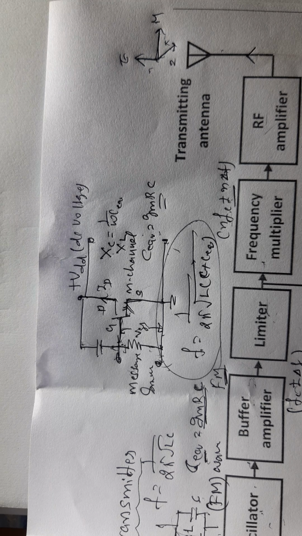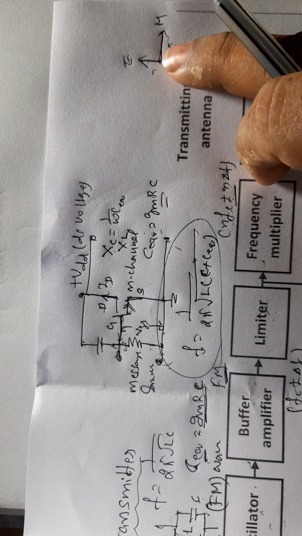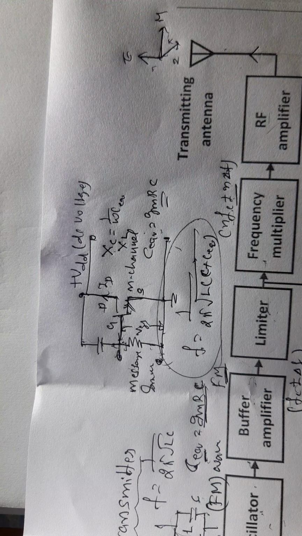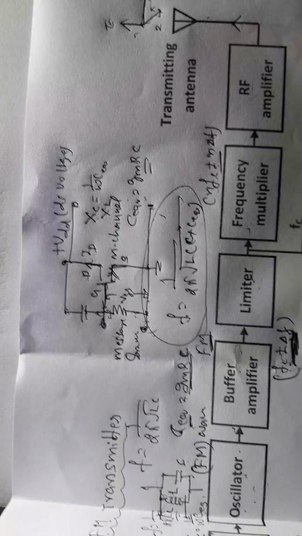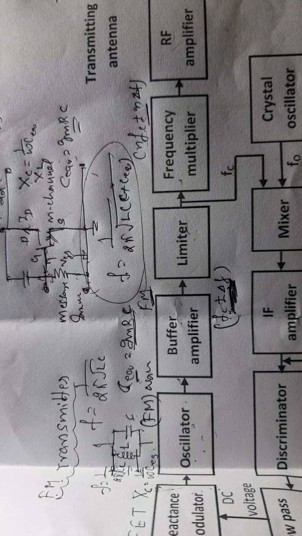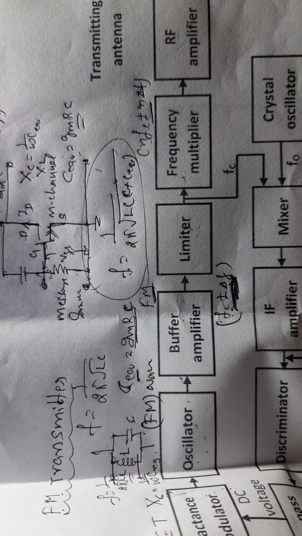And you can have another device at any point on the earth so that you can receive this electromagnetic radiation and again reproduce our message signal there. That device is called the receiver. We shall discuss it later.